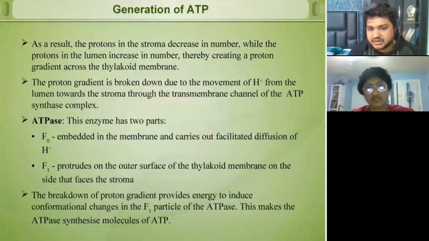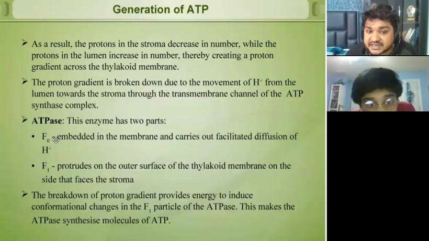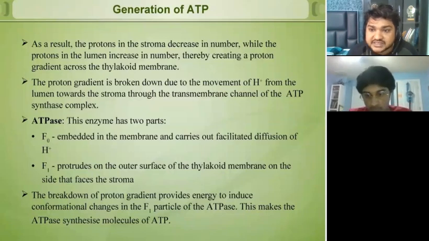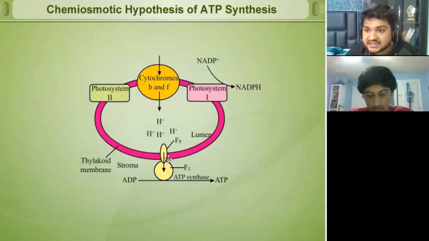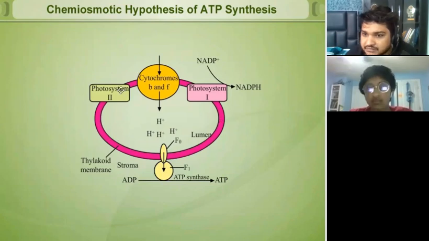So you need to remember. And I told you the ATPase contains two parts, F naught and F1. F naught is embedded in the membrane, and F1 is coming a little bit outside the membrane. This pink is the membrane.